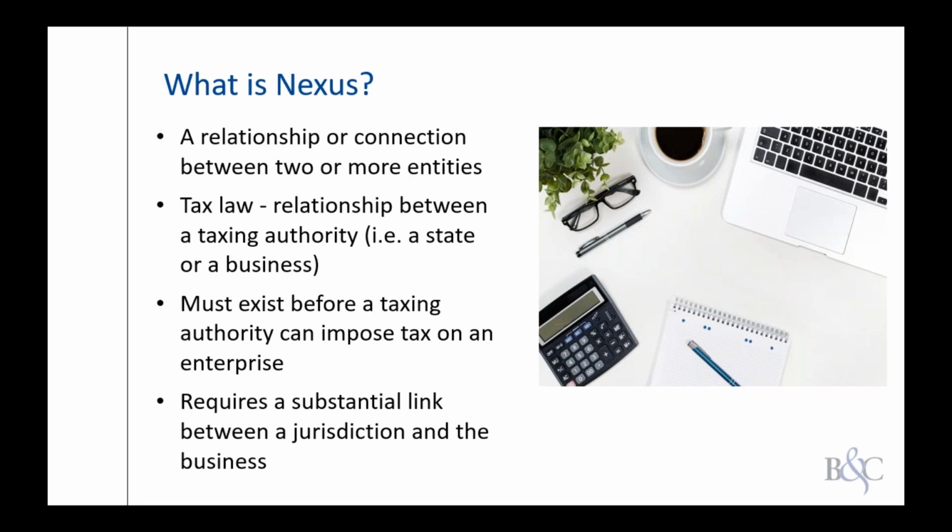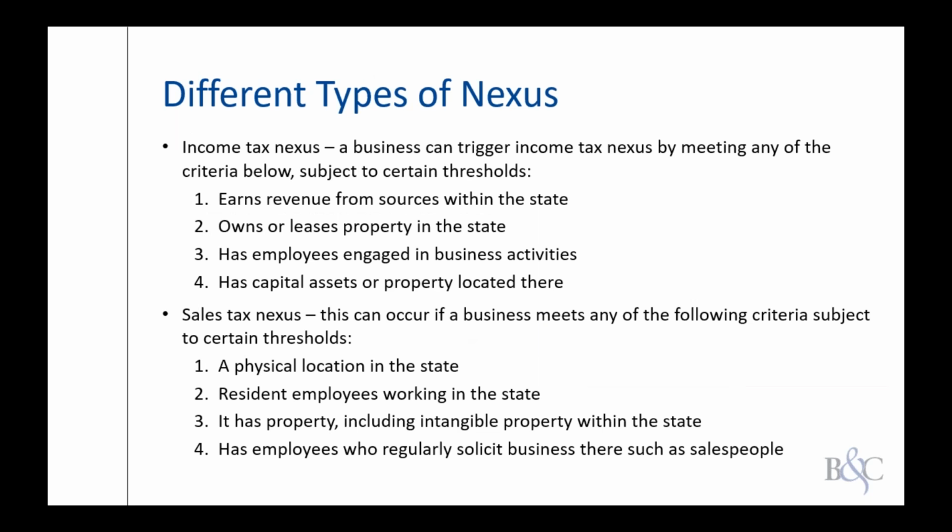The other type of nexus is sales tax nexus, and we won't spend much time on this because it's not as applicable to the transportation industry, but it's still something that should be on every company's radar. Sales tax nexus can occur if a business meets any of the following criteria, subject to certain thresholds: a physical location in the state, resident employees working in the state, property, including tangible property, within the state, or employees who regularly solicit business there, such as salespeople. It is important to note that a business may have one or both of these types of nexus. However, having one does not automatically trigger the other.